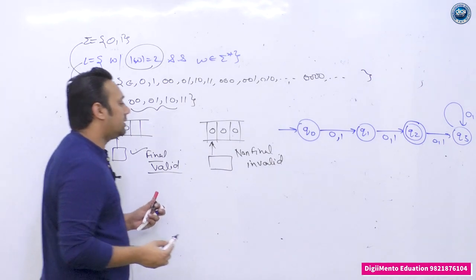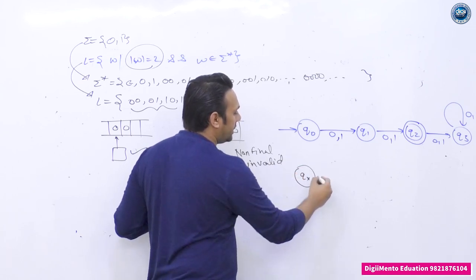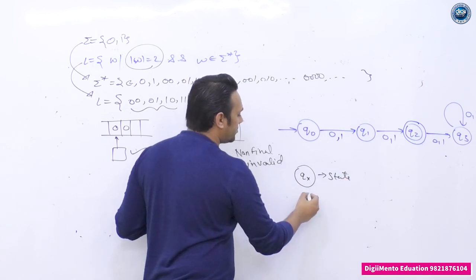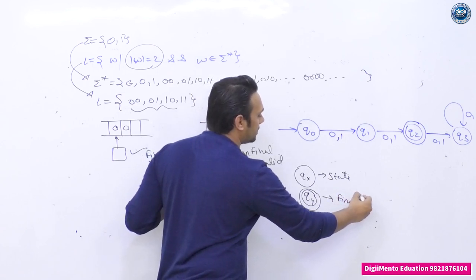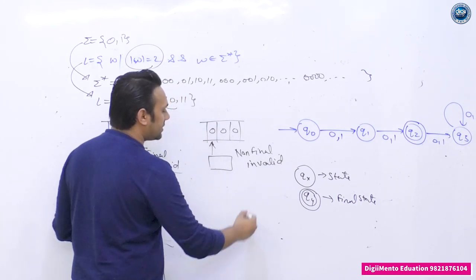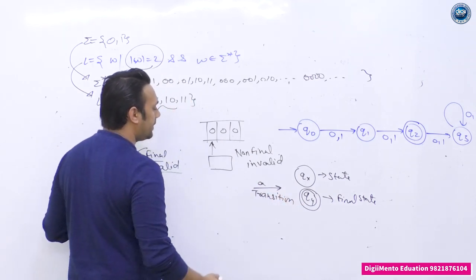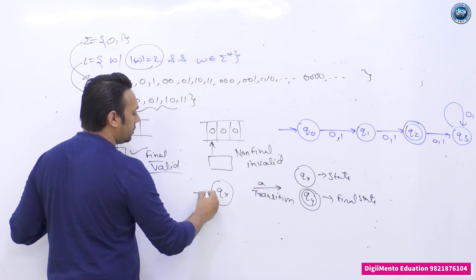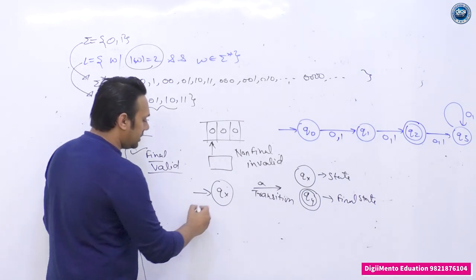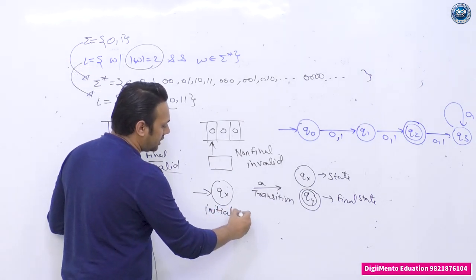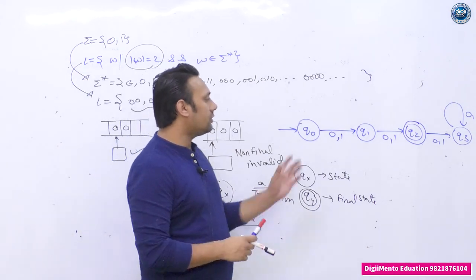Now here there are two to three things that you need to understand. First of all, if I say something like this, for example Qx, it means I'm representing a state. If I'm representing something with two circles like this, that means it is a final state, right? If I'm representing something with this arrow, that means it is a transition. If I'm representing a state with this arrow in the beginning, for example here Q0 is having a beginning arrow, which is not from any other state, that means it is an initial state. So this is an initial state. Okay, so here we have four states.